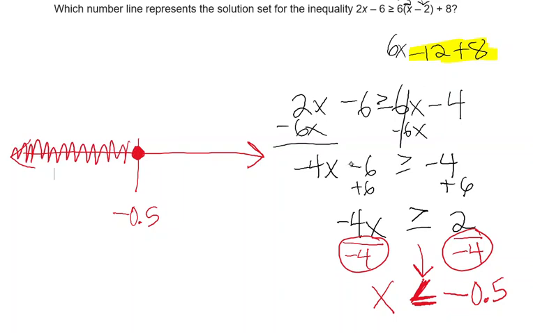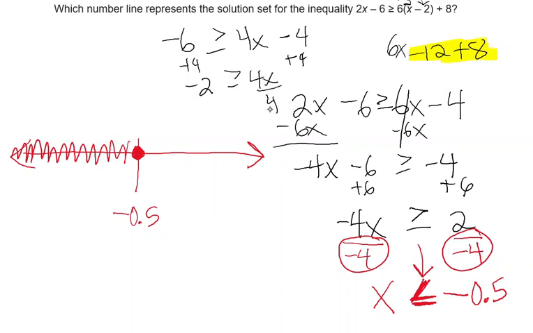The alternative to solving this problem the way I did: some people might subtract 2x from both sides, and if they did that, they would get negative 6 greater than or equal to 4x minus 4. Add 4 to both sides: negative 2 greater than or equal to 4x. Now notice here we are dividing by a positive, so we would not flip the symbol, but we do end up with negative 0.5 greater than or equal to x.